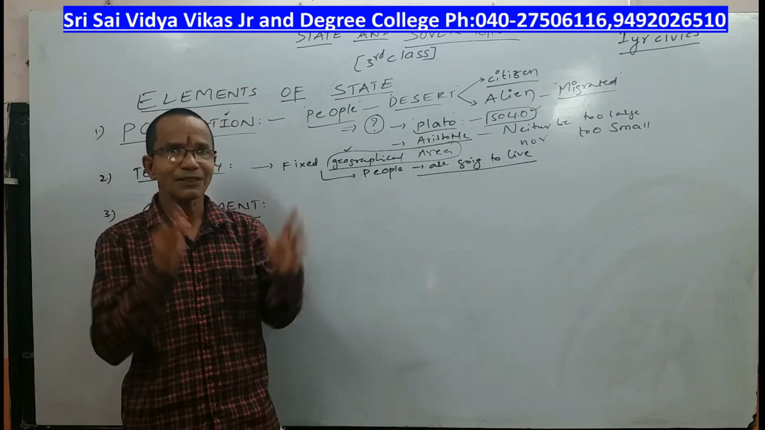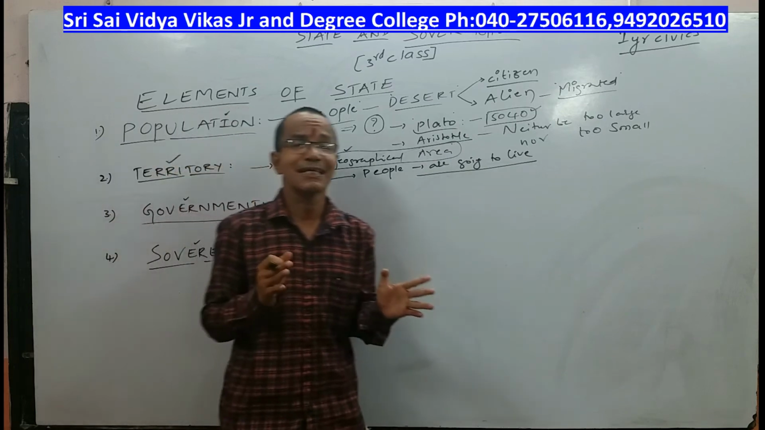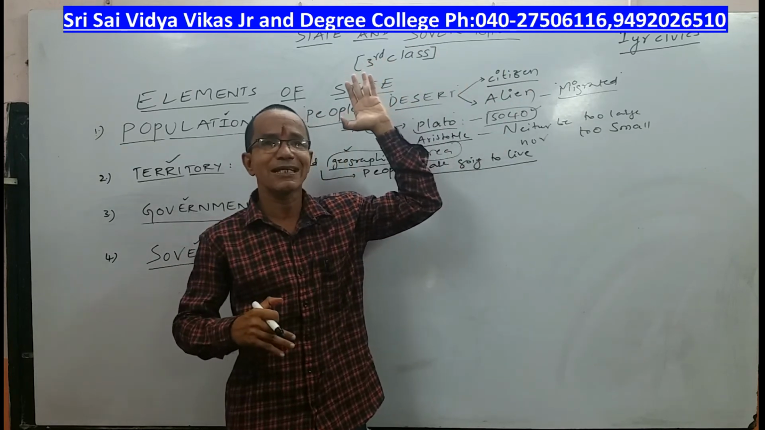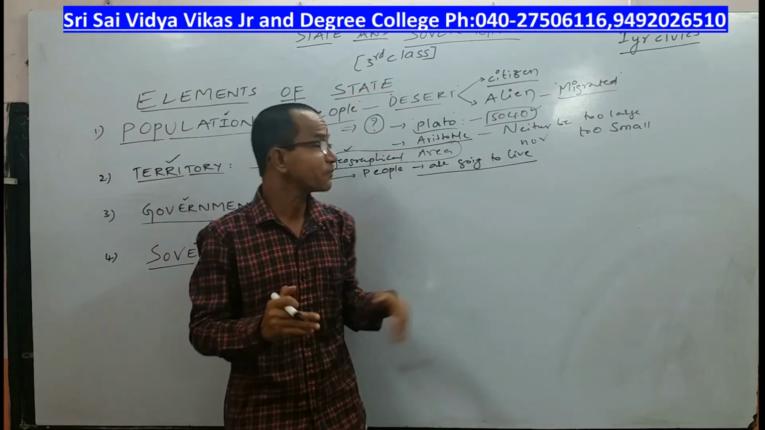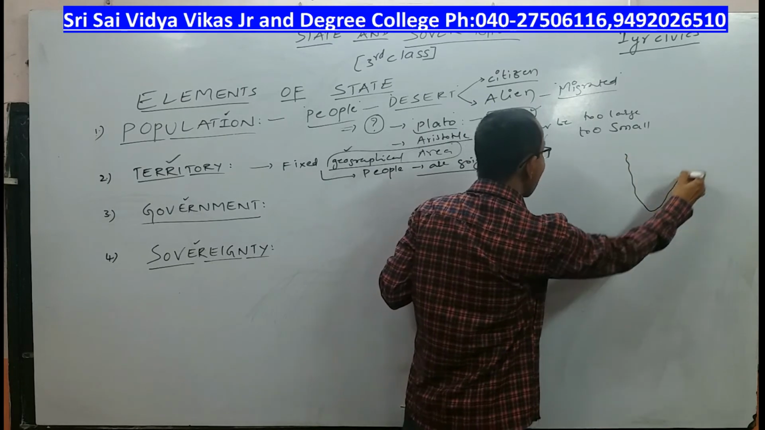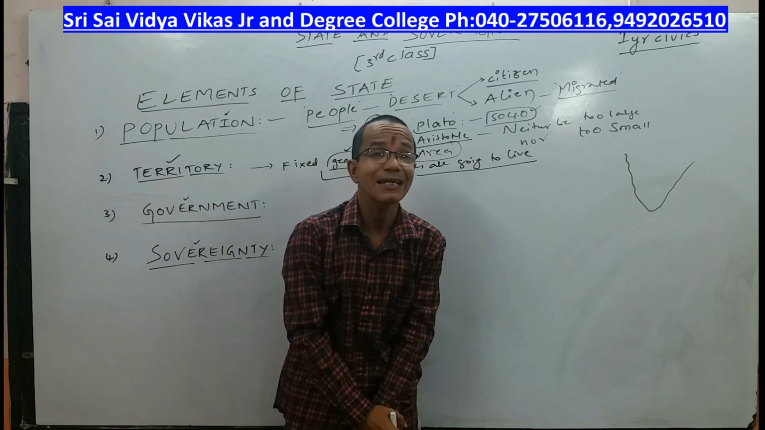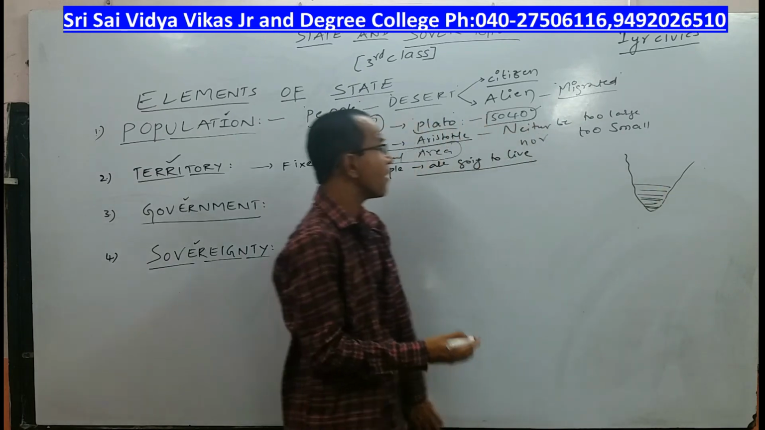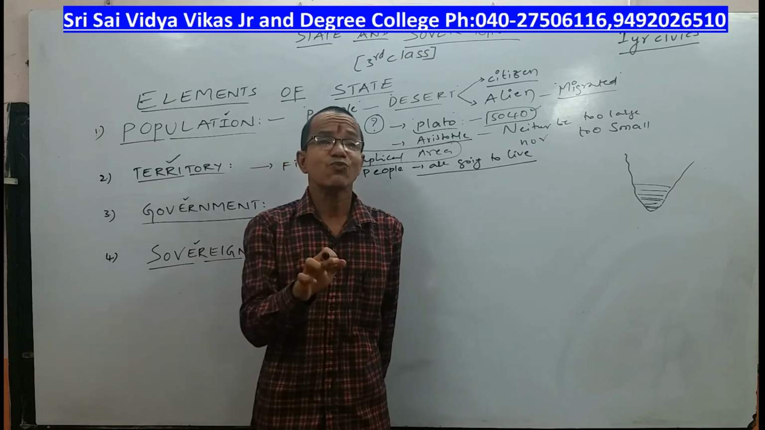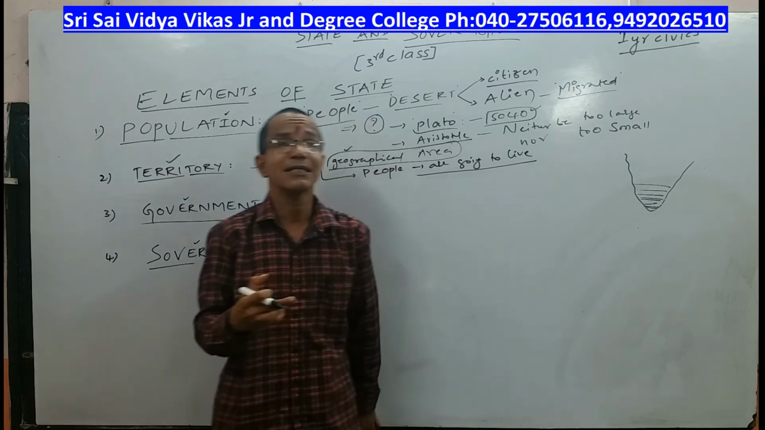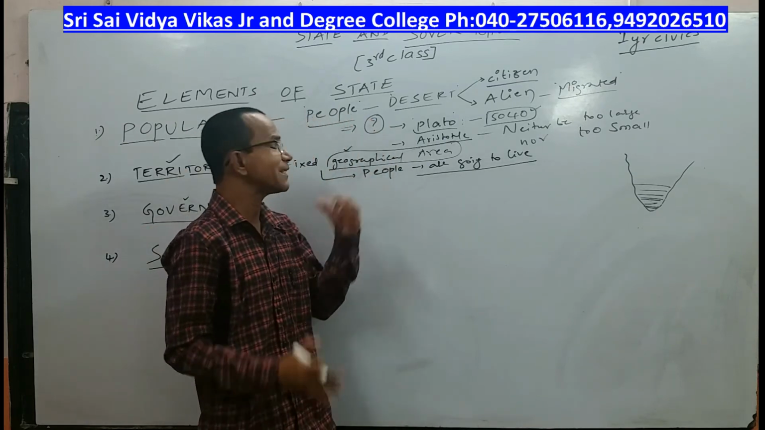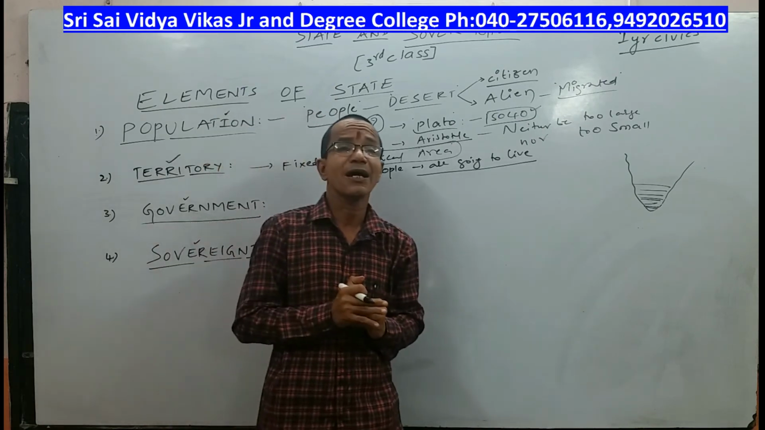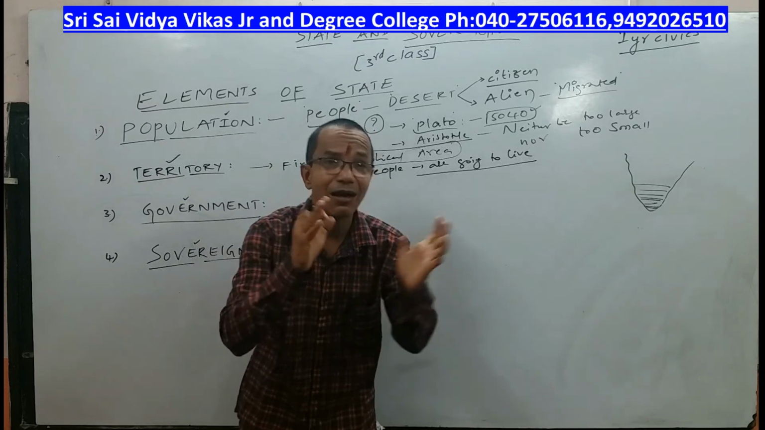For example, we may roughly say that the Indian territory is like this. North side frontiers and boundaries are there, south side boundaries are there, east side boundaries are there. Like this, we just imagine the territory of our country. So this fixed geographical area, permanently occupied by the people, is called the territory. Without territory, even though people are there, a state may not be called a state.